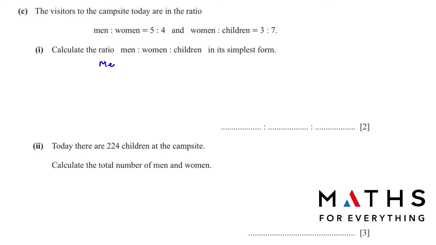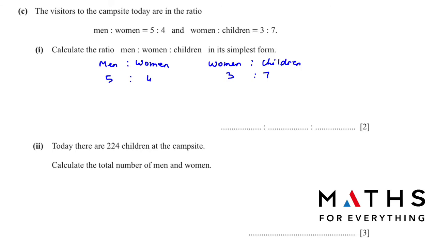What do you notice? That men and women is 5:4. And then you have women and children. What is common? Women is common. But they are not in the same parts. They are not divided in the same parts. This is 4 parts, this is 3 parts.